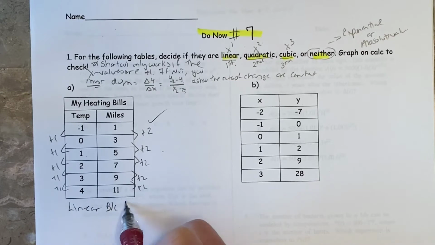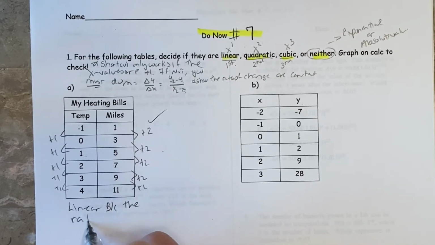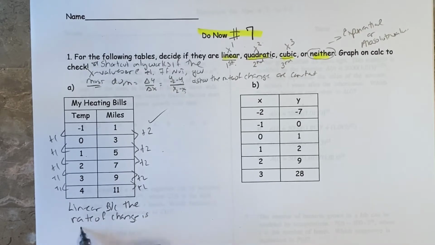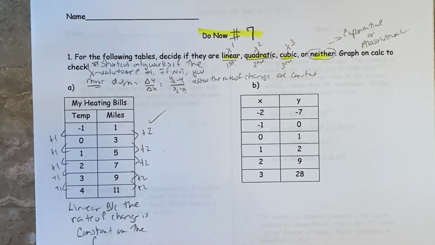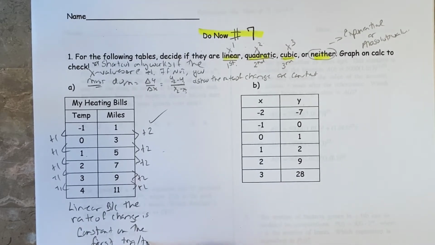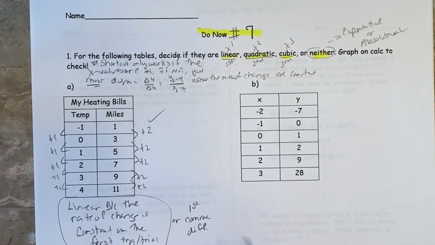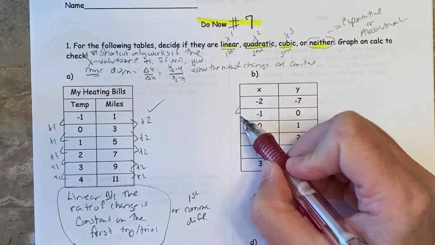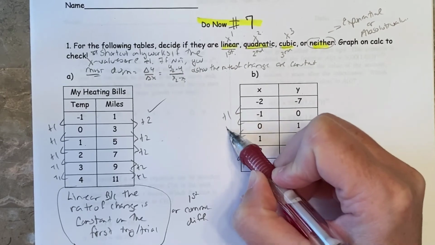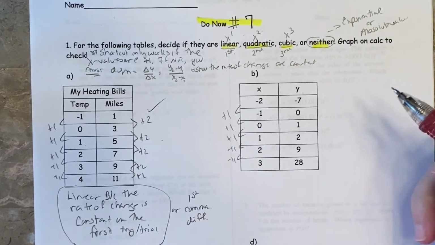So linear, because the rate of change is constant on the first try. You could say try, you could say trial. I think I also had said in class, first common difference, you can also say. All right, next one. So these all go up by +1, so that allows us to do this trick.